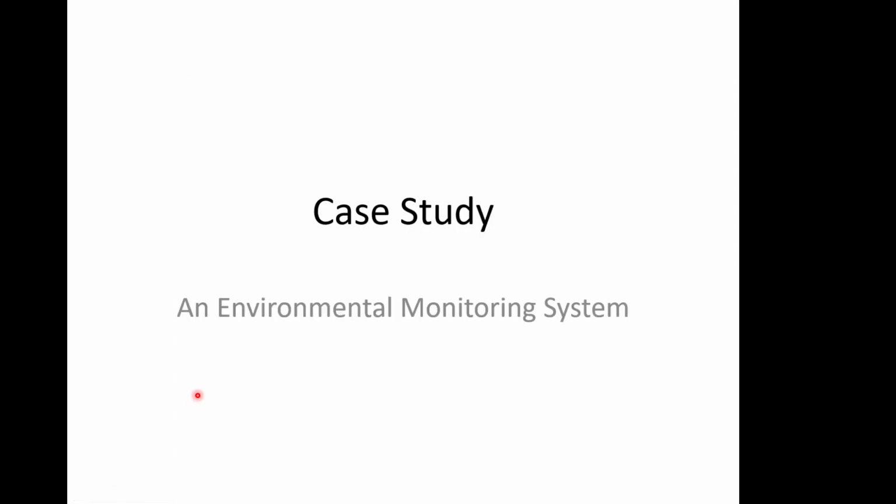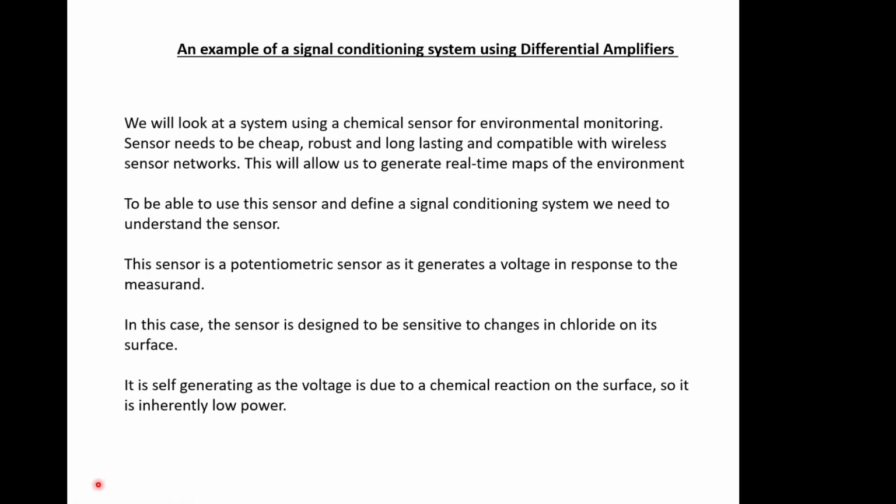Right. On to a case study to see how some of these techniques can be brought to bear: an environmental monitoring system. There's been a little bit of introduction to this because this is some of my research. Sensors for environmental monitoring are all useful, particularly with the climate change going on. We'd like to know what's going on in the environment. As an example of a signal conditioning system, we're going to look at a system using a chemical sensor for environmental monitoring. Don't worry if you don't know anything about chemicals. That's really not what we're going to worry about.